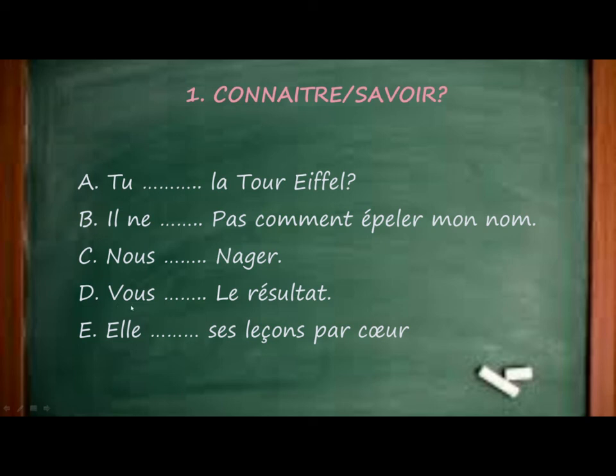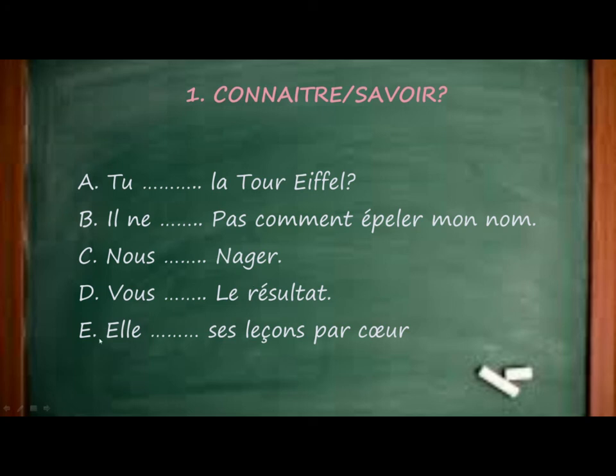Vous dash le résultat. Le résultat is given and it's a noun. It's not a verb. So what verb will we be using? It's actually the verb connaître. So vous connaissez le résultat. It means you know the result. Connaissez. So vous connaissez.